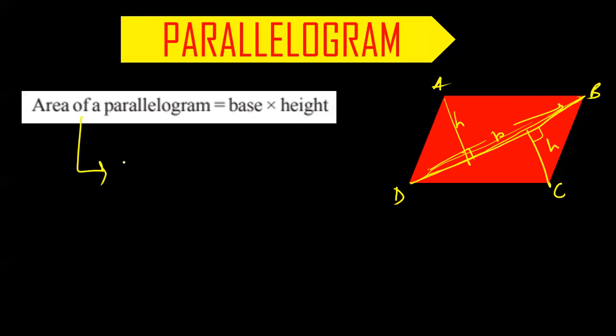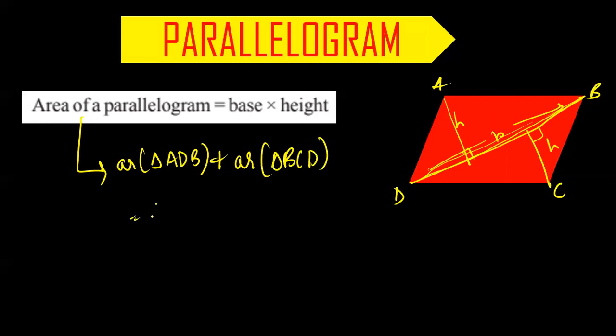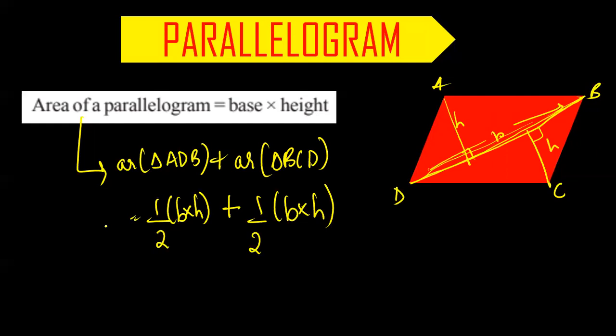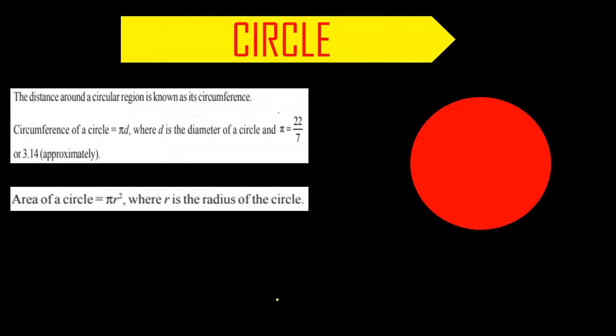So area of the parallelogram is area of triangle ADB plus area of triangle BDC, which is half into base into height plus half into base into height, which is half plus half makes 1. So base into height. So this is how we derive the formula for area of parallelogram. And if you understand it this way, then it becomes very easy and there's no need to learn formulas by heart. Now moving on to circle.